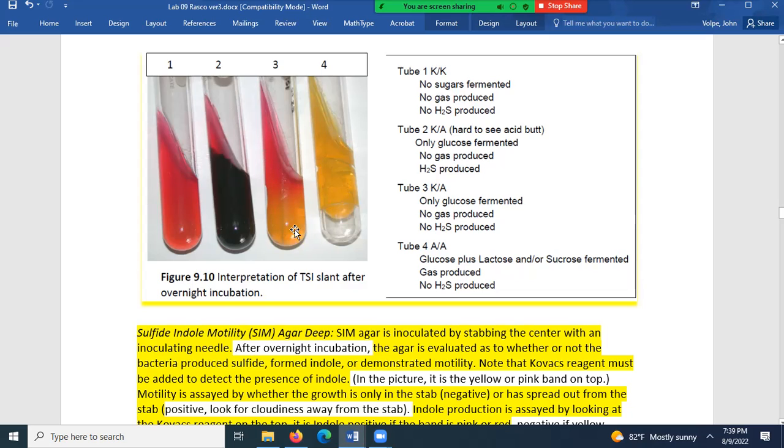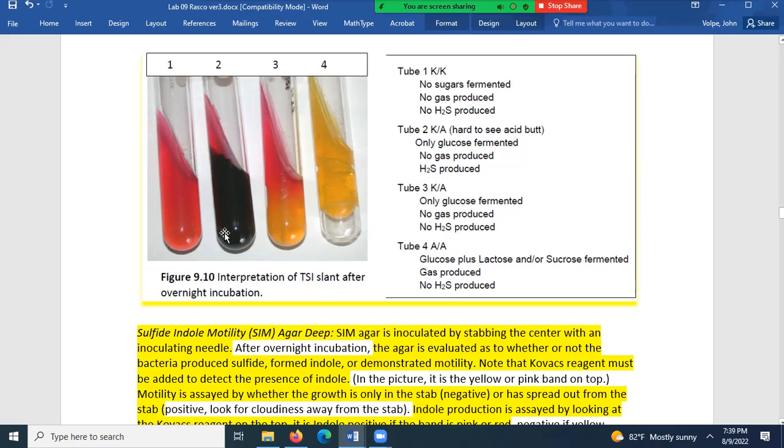Of course, it's not black, so there's no hydrogen sulfide being produced. And there's no bubble or breaking of the agar, so no gas is produced. In tube 2, only glucose is fermented because the slant is red. It was yellow if we had looked at it earlier, but it was used all up, and then the protein was metabolized, making it a base, ammonia, and that changed the color from yellow to red.